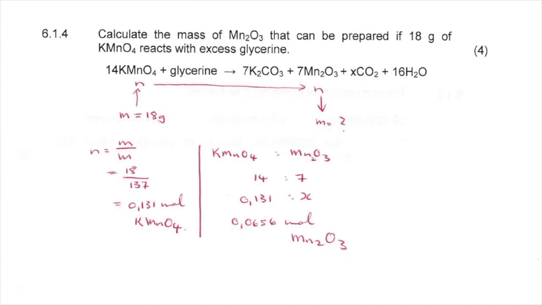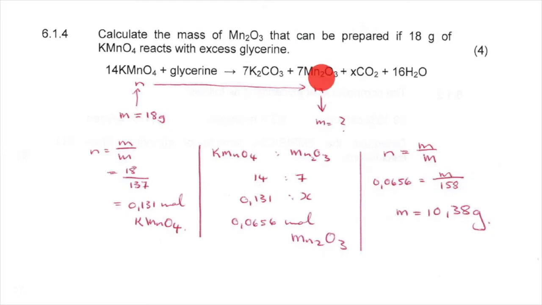0.0656. Now remember here we work with more places after the comma, and only in the final answer will I round to 2, which is not even necessary because they ask us for a minimum of 2. You may leave more. So now I've got the moles of manganese oxide and I'm going to work out the mass. So if the moles is for manganese oxide, then the mass has got to be for manganese oxide as well. And then you end up with 10.38 grams.